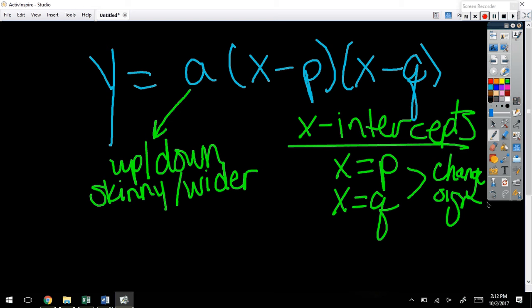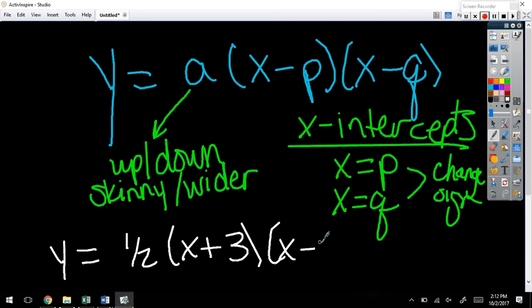Change the sign. You're not going to work it that way. You're just going to pull the number out from the equation. So if this was y equals 1/2 (x plus 3)(x minus 1), your x-intercepts would be -3, +1. This is an easy form because you literally look at it and pull the information from it. This is probably the one that requires the least amount of math with it.